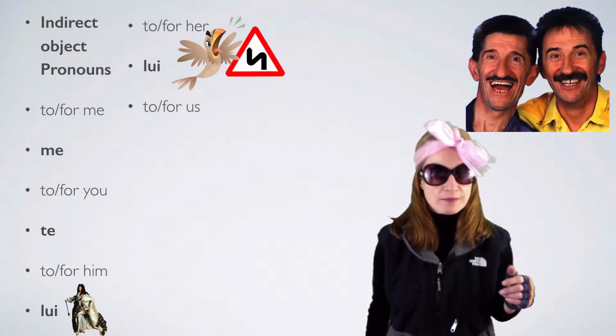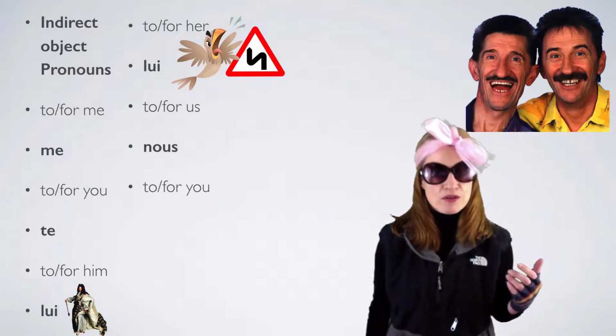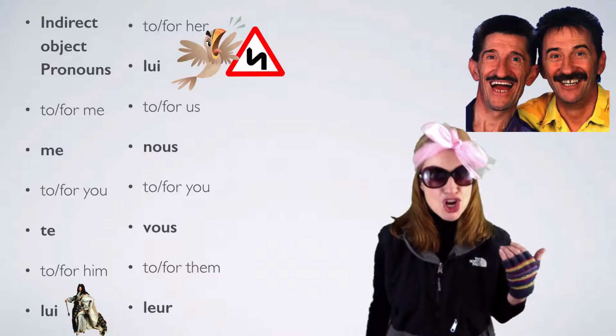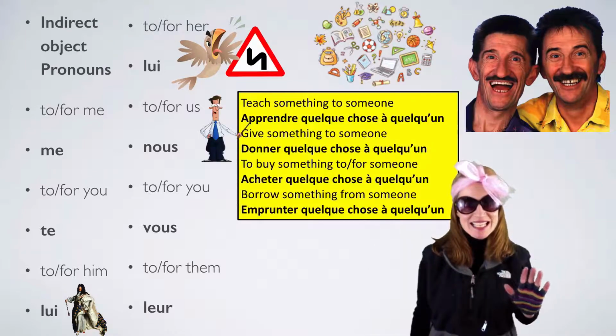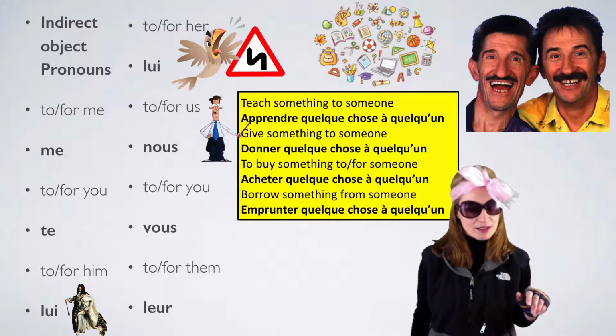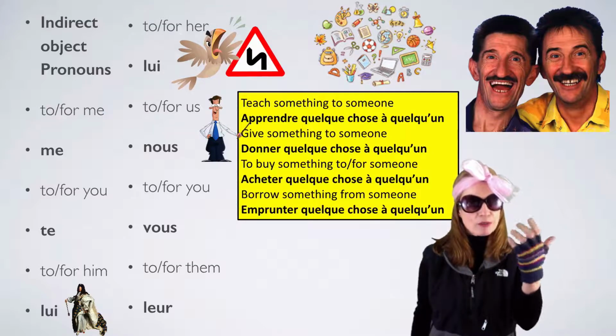To or for us. Nous never changes. To or for you, the formal or the plural you. Vous, nous and vous don't change. And the to or for them, the other funny, quirky one. Leur. These indirect object pronouns pretty much always refer to people. The direct object pronouns can refer to people or things. So here they are used instead of à plus the person or pour plus the person. So your verb, you use these with verbs that are followed by à or pour.